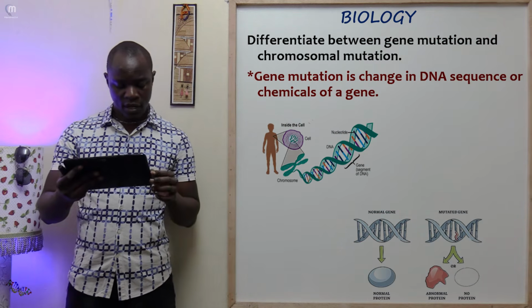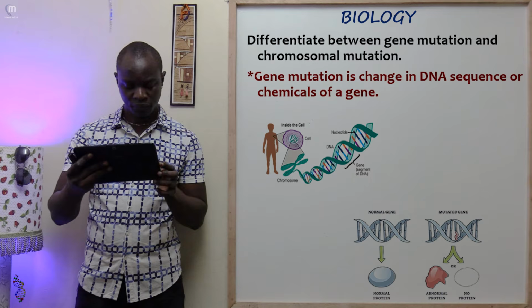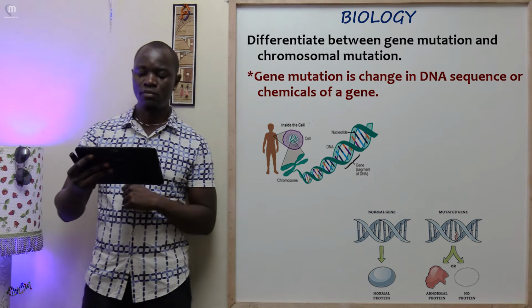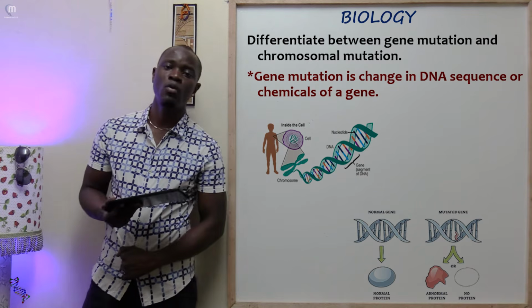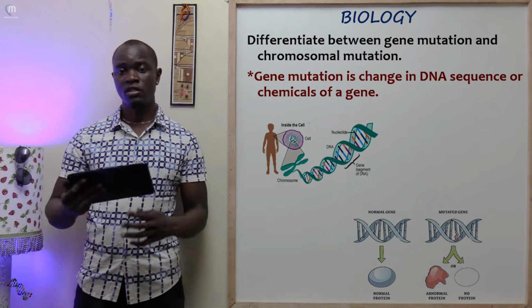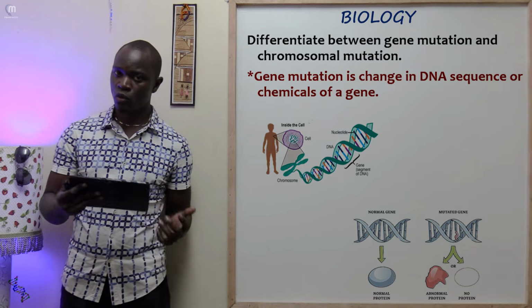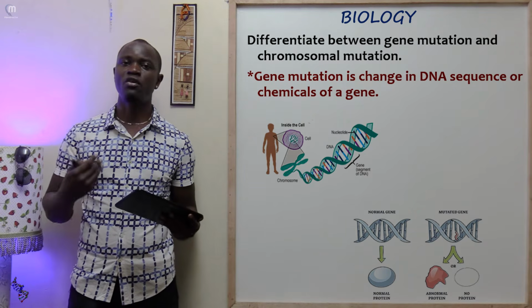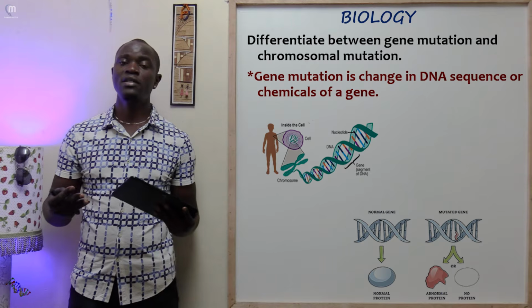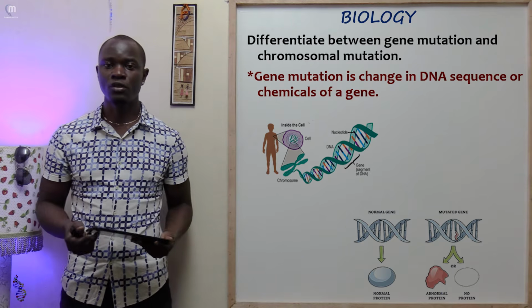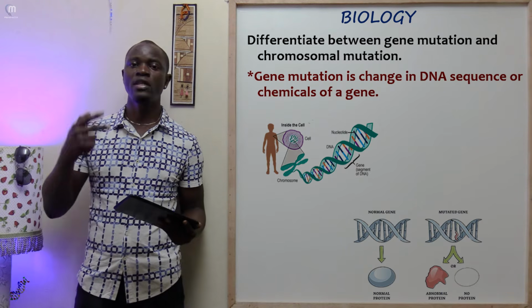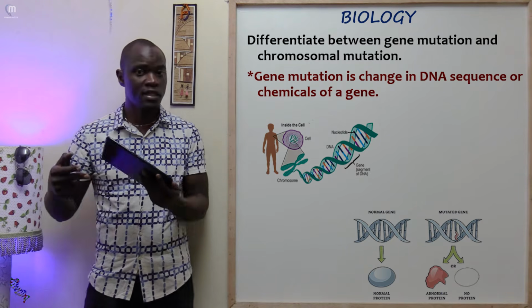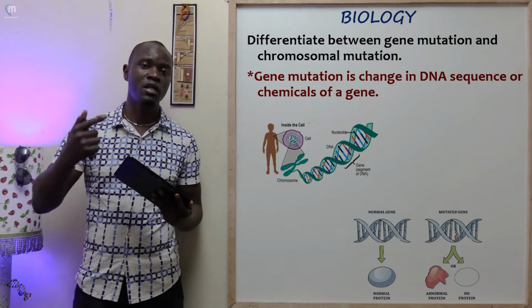The next question is asking to differentiate between gene mutation and chromosomal mutation. So what is gene mutation? What is chromosomal mutation? Just from the word gene, if we change the structure of the gene, that gives us gene mutation. If we change the structure or the sequence of the DNA in the gene, that simply is gene mutation.